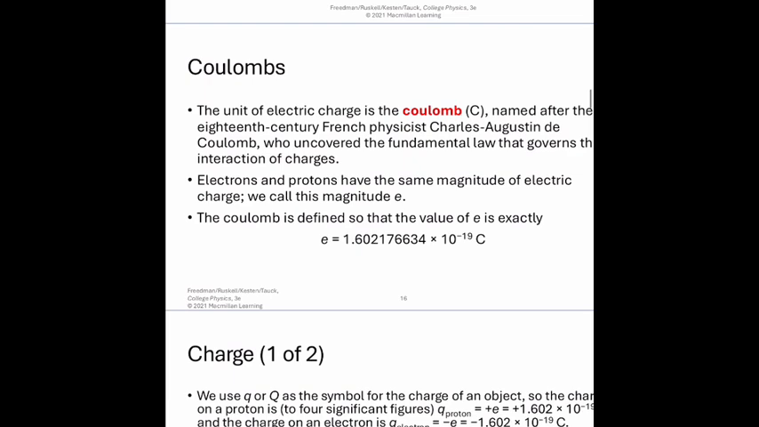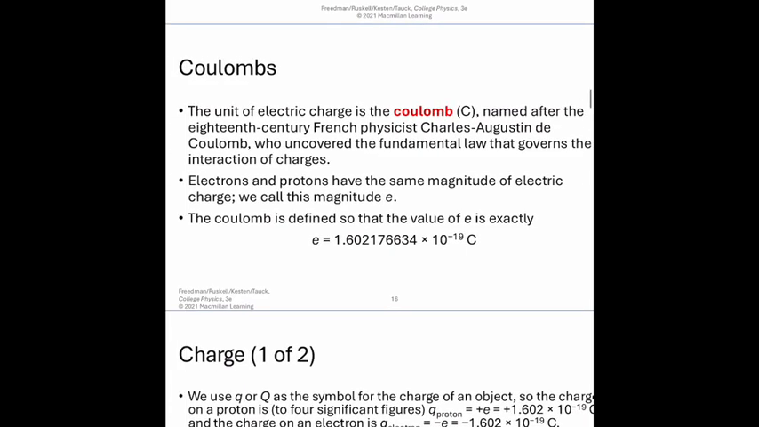So now let's get a little quantitative, okay? Let's talk about charge. The unit of charge is the coulomb. It's named after a French physicist who uncovered the fundamental law that governs the interaction of charges, basically the fact that opposites attract and like repel. So electrons and protons, you may also recall this from chemistry, have the same magnitude of charge. That magnitude is e, and numerically that is 1.602 times 10 to the minus 19 coulombs, okay?